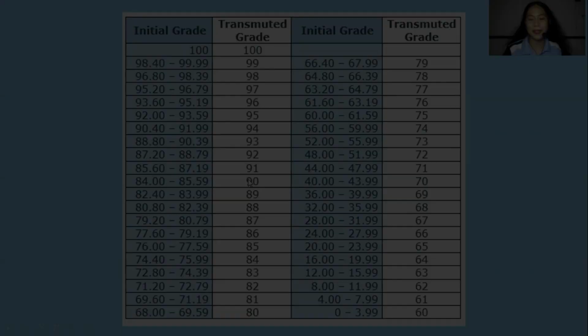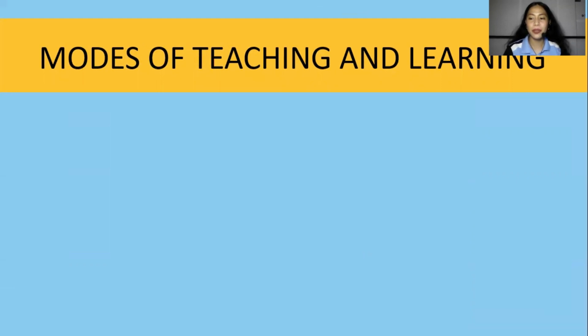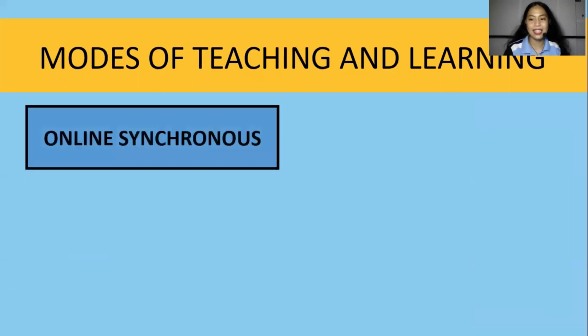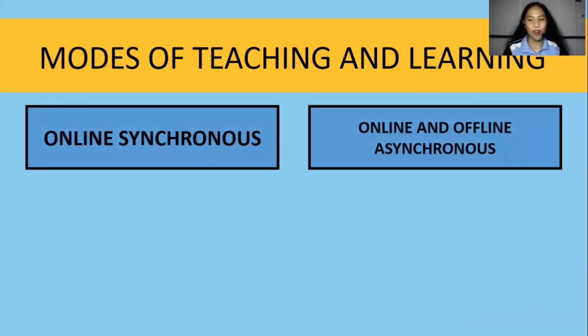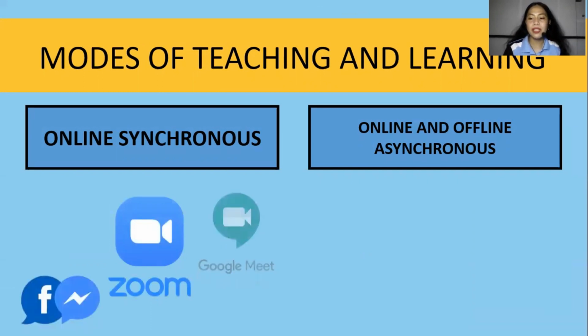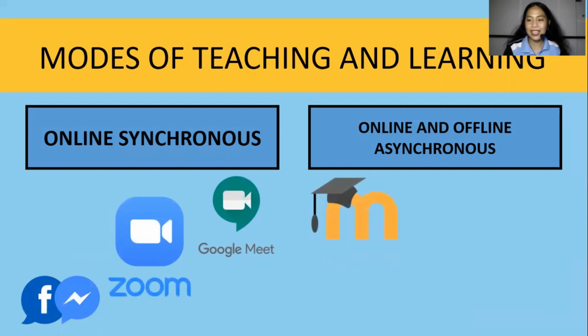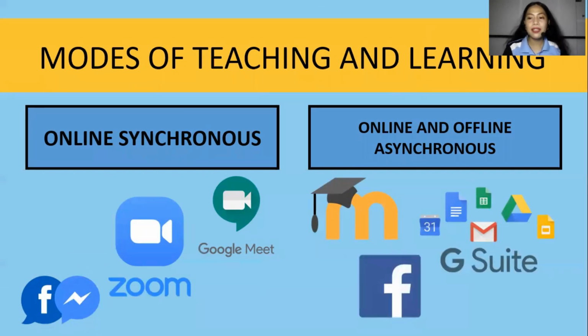For the new normal, there are two types of learning modalities: online and offline, commonly known as synchronous, when we all virtually meet through different learning platforms like Zoom, Google Meet, and Facebook Messenger. The other learning modality is asynchronous, done online or offline through modules, Moodle, Google Drive, and other platforms.